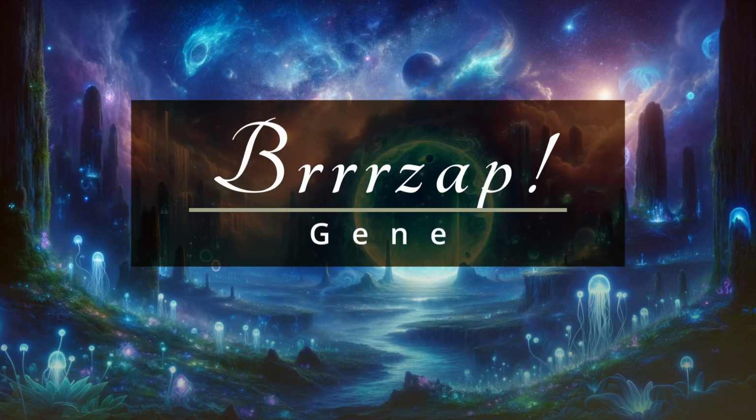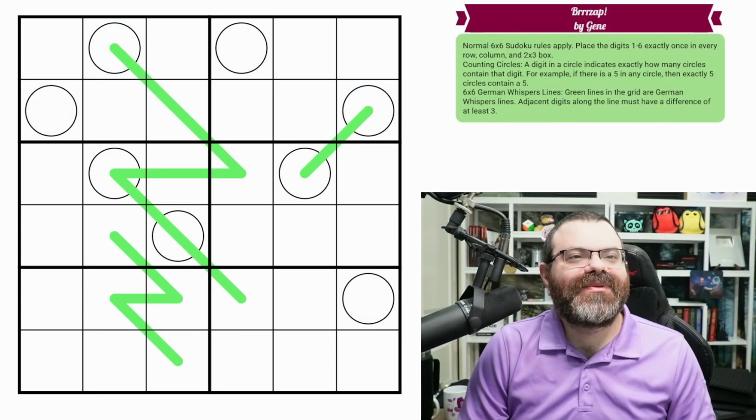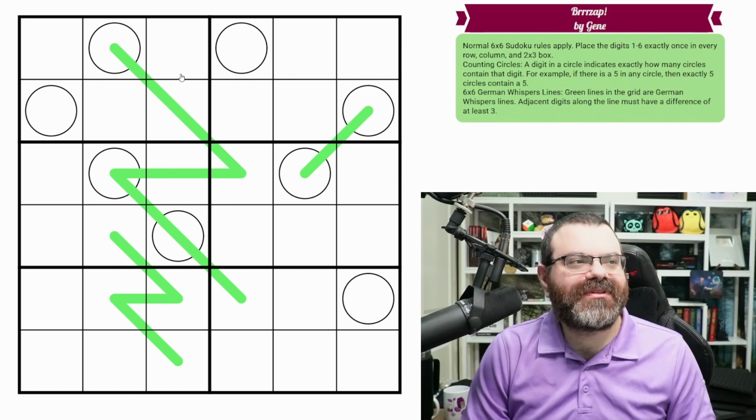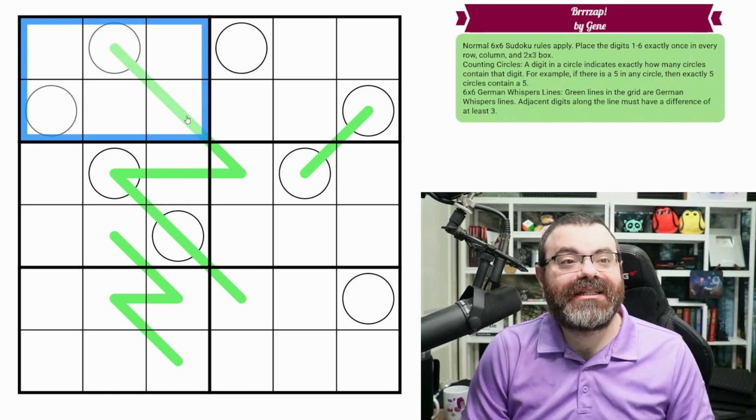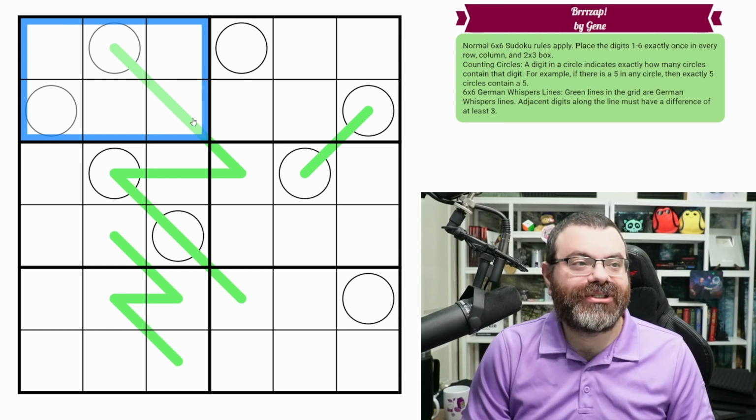Hello, let's continue our Sudoku adventure with Brrrzap by Gene. So we do have normal 6x6 Sudoku rules, meaning in each row, each column, and each 2x3 box, we are placing the digits 1 to 6 exactly once each.